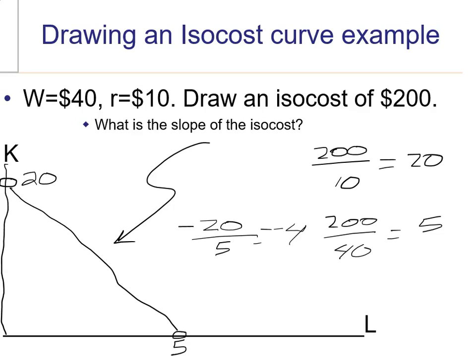So this example has shown you how you sketch an isocost curve given the input prices and the isocost level. You want to sketch 200. And this has also shown you how to find the slope of the isocost curve. In this case it's negative 4, but more generally the slope will always be negative W over R, the input costs of your inputs.